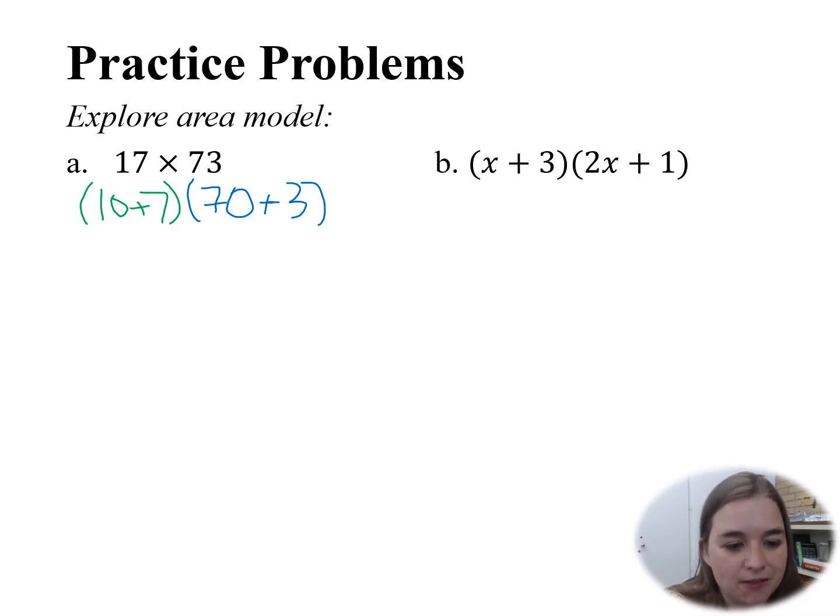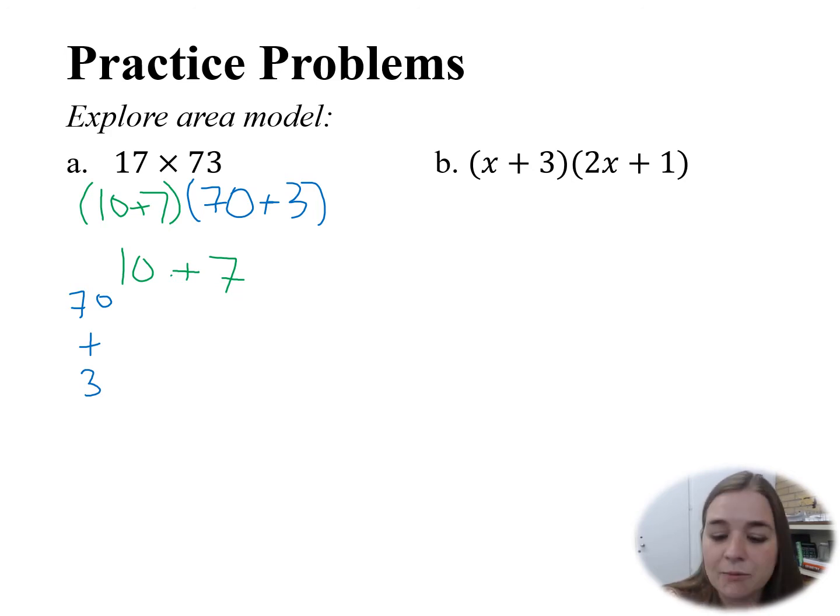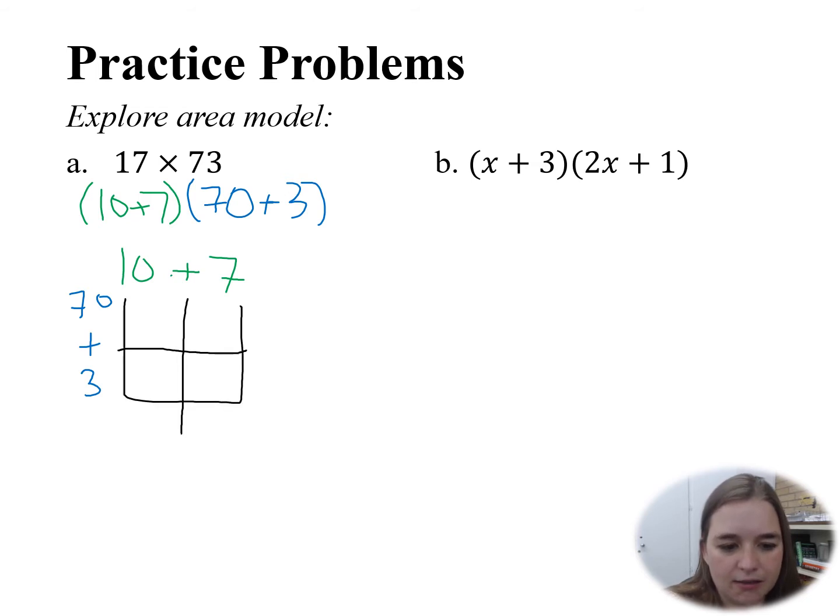So I'm going to take my first expression, that 10 plus 7, and I'm going to write it in a line across. And I'm going to take my second expression here, 70 plus 3. So I've decomposed it into its two components. Now what I'm going to do is I'm going to build my chart. So I'm going to take any addition signs and I'm going to extend them. So when I do that, I'll just make a nice box here now.